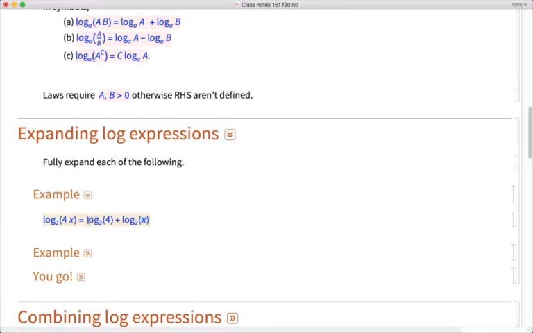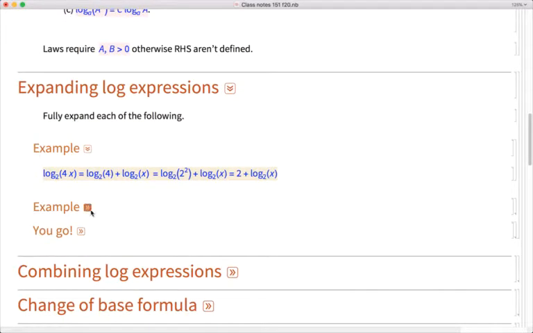I guess we could also simplify this. We might as well. Log base 2 of 4. Let's go ahead and do that as an example of cancellation here. Remember, 4 is 2 to the 2. And so log base 2 of 2 to the 2, those are canceling, and this comes out to be 2 plus log base 2 of x.